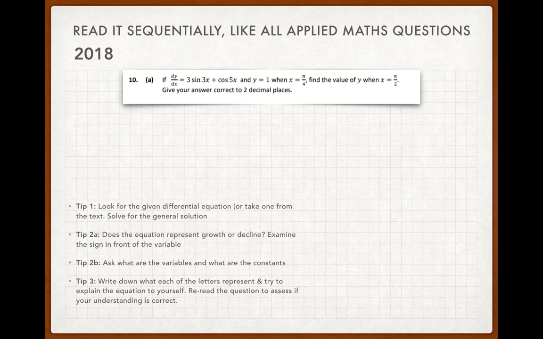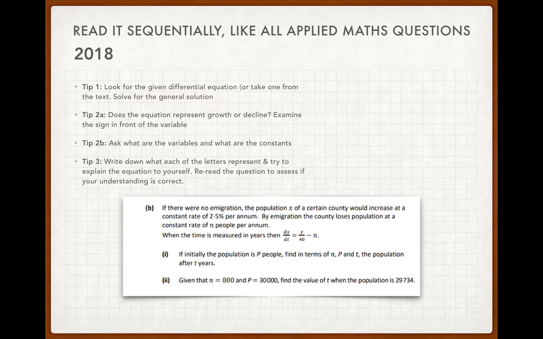Okay, so what's happening? As x changes, the y value changes, and it's a constant increase and decrease and increase and decrease. It's simple harmonic motion. Pause the video, do it. I'm going to go on to part B, and then we'll call it a day with the end of this video. Okay, so this is the emigration one.